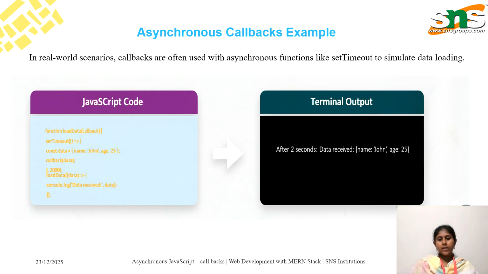Let's see some asynchronous callback examples. In real-world scenarios, callbacks are commonly used with asynchronous functions like setTimeout. This setTimeout function simulates a delay, such as loading data from a server. JavaScript does not wait for the timer to complete. Instead, it continues executing other code and executes the callback only after the delay. This clearly shows how asynchronous callbacks prevent blocking of the program.